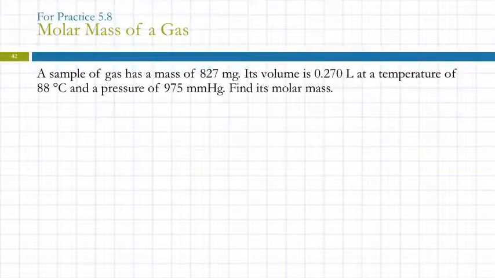Let's do an example. A sample of gas has a mass of 827 milligrams. Its volume is 0.270 liters at a temperature of 88 degrees Celsius and a pressure of 975 millimeters of mercury. Find its molar mass.